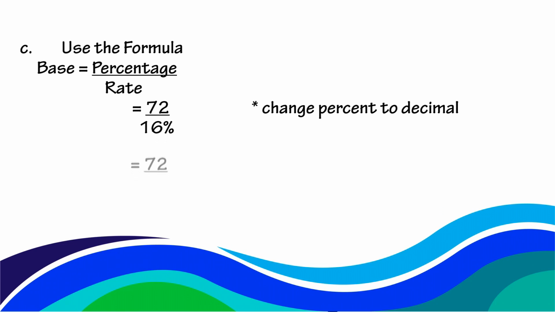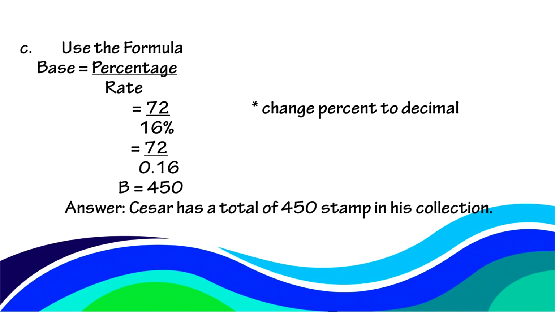The last way is to use the formula: base equals percentage over rate. Our percentage is 72, divided by the rate 16%. But first, change the percent to a decimal: 16% divided by 100 gives 0.16. So we have 72 divided by 0.16. Then we get the base as 450. Therefore, our answer is Cesar has a total of 450 stamps in his collection.